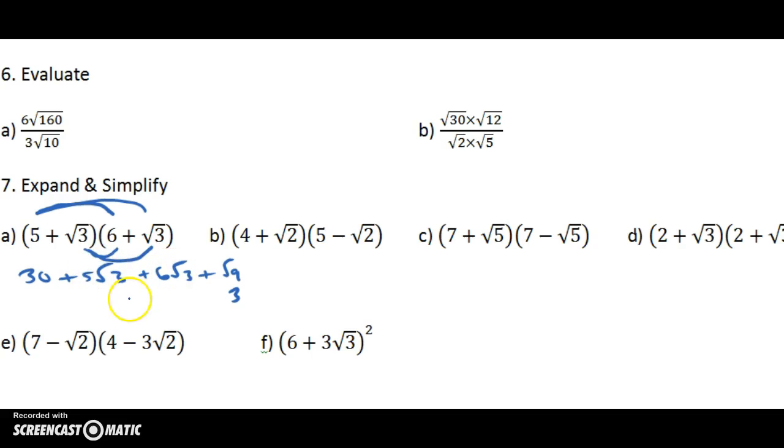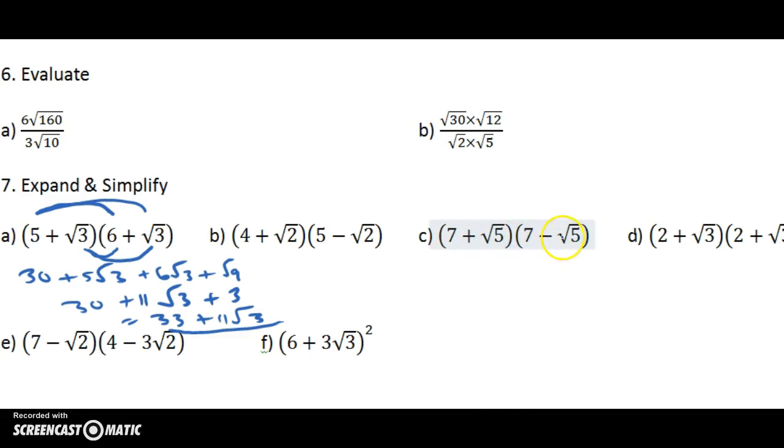5 lots of root 3 add 6 lots of root 3 is 11 lots of root 3. And we've got our 30. So when we simplify it, we've got 30 add 3, which is 33. And then we've got 11 lots of root 3. Job done.